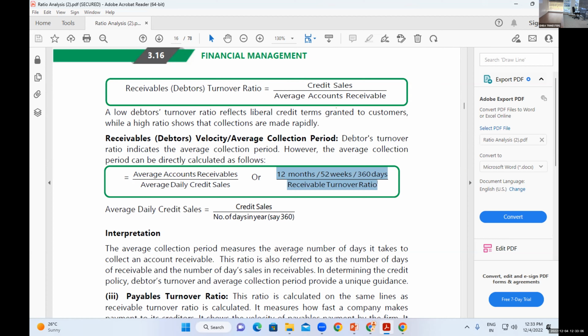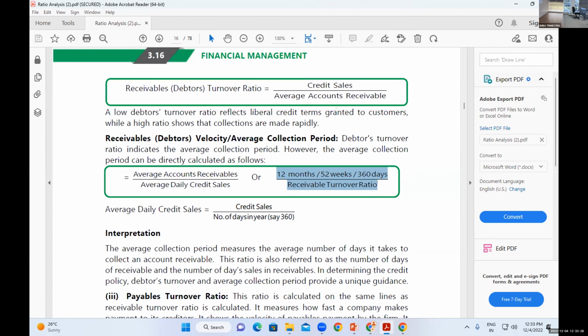12 by 12, I told you. 12 by 2, I told you 6. 12 by 12 is equal to 1. 12 is nothing but the number of months in a year, divided by 12 means 12 is the receivable turnover ratio. So 12 by 12 gives 1. 12 by 2 gives 6.